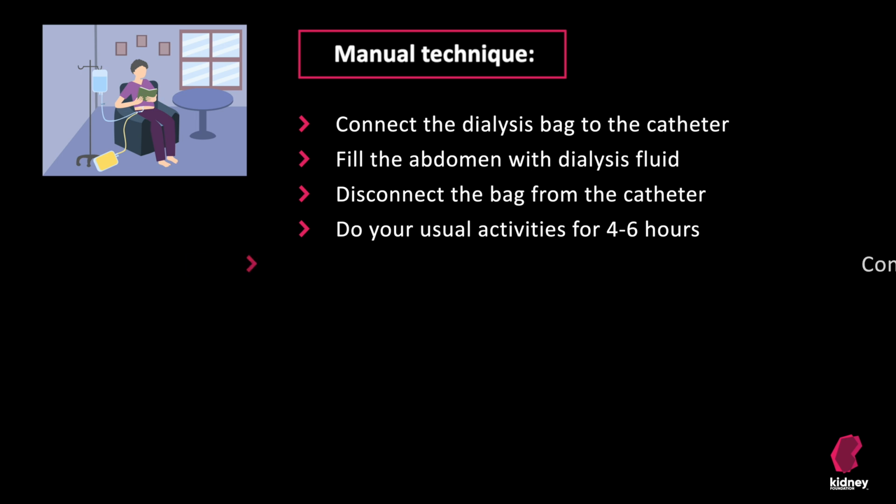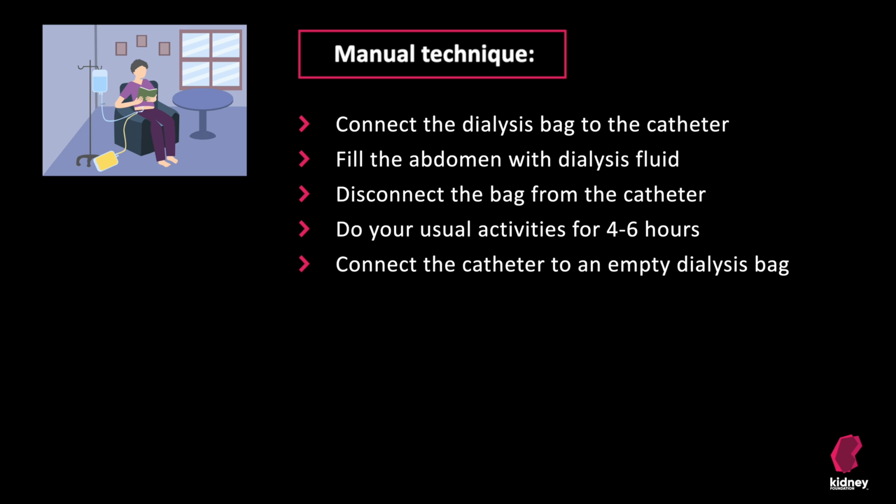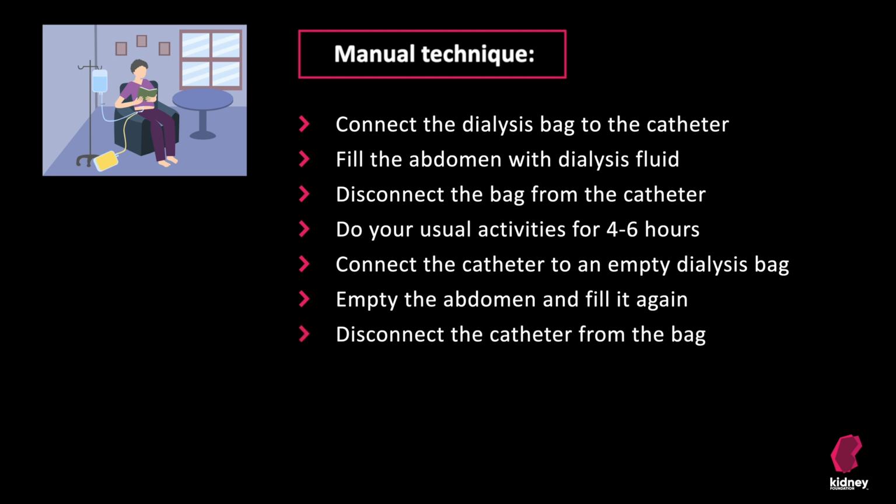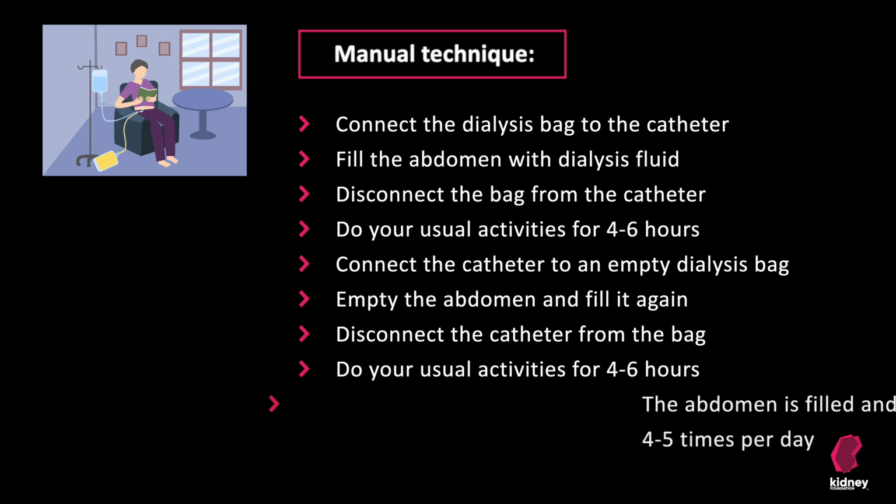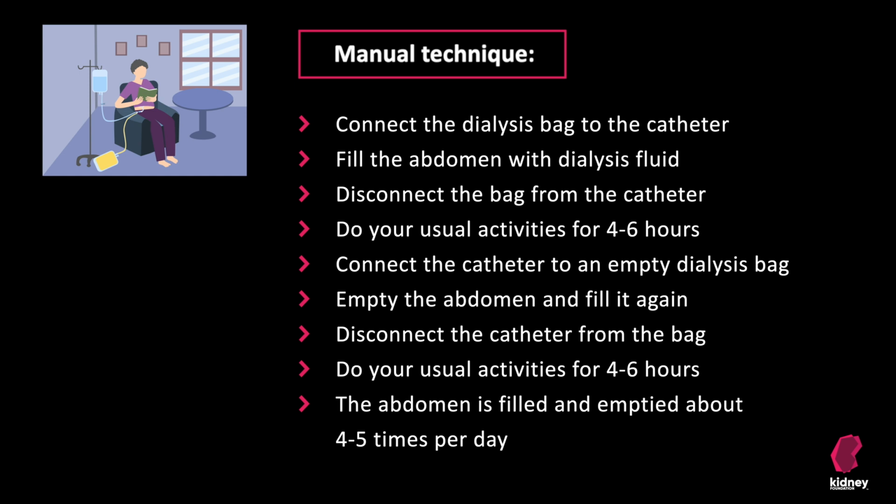After 4 to 6 hours, you connect your catheter to an empty bag and empty the old dialysis fluid into that bag. With the new bag of dialysis fluid, you fill your abdomen again. Again, once your abdomen is filled, you can disconnect the catheter from the bag. You again do your usual activities for about 4 to 6 hours. This is repeated usually 4 to 5 times during the day.